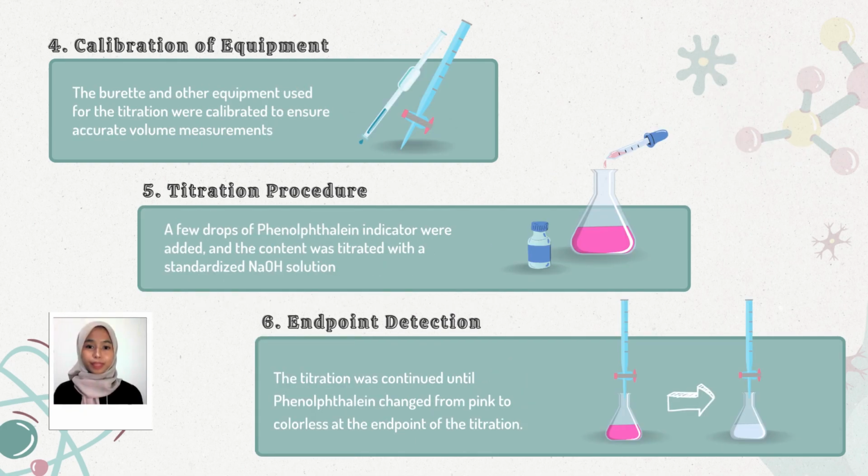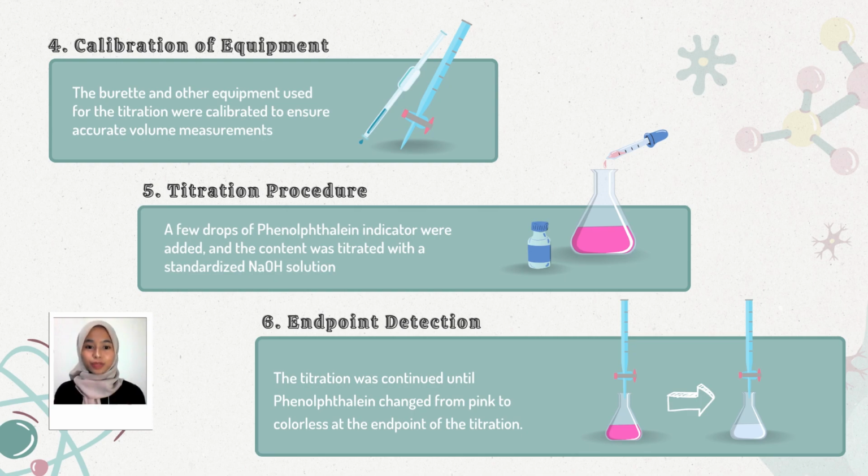And then we have calibration of equipment. The burette and other equipment used for the titration were calibrated to ensure accurate measurements. For the titration procedure, a few drops of phenolphthalein indicator were added, and the content was titrated with the standardized sodium hydroxide solution. Next is the endpoint detection.